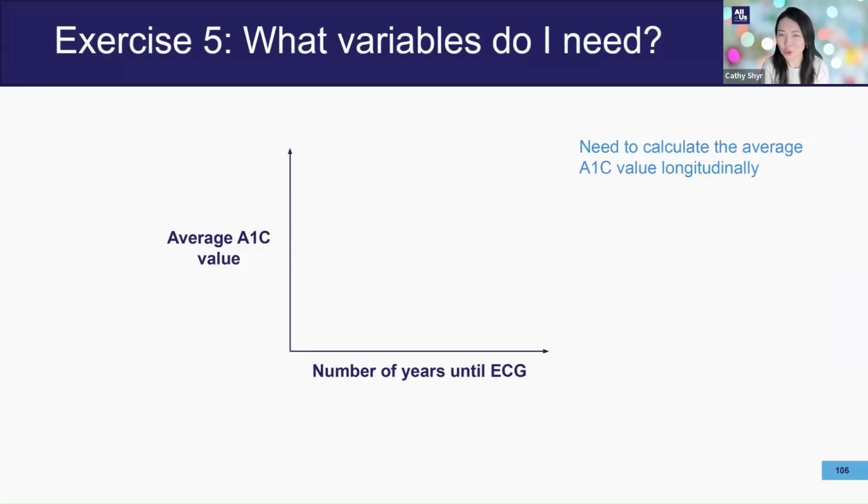So thinking back to the mnemonic, the what, the where, and the who, we can start with the first question: what variables do I need to answer this question, right? So the goal here is we want this XY plot where we have the average A1C value on the y-axis, and then the number of years until the ECG on the x-axis. So we need to calculate essentially the average A1C values over time, right?